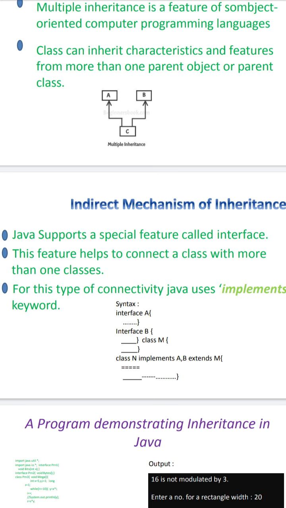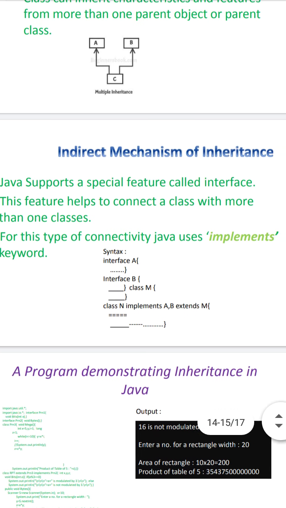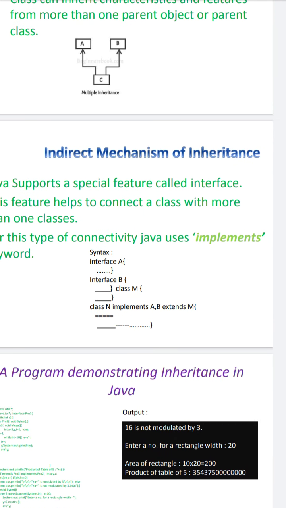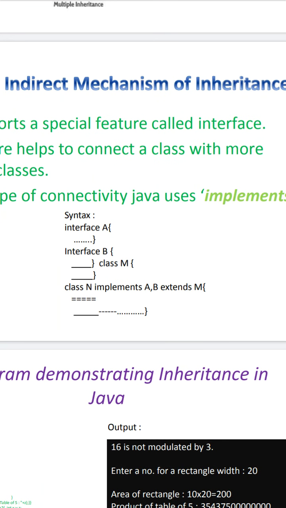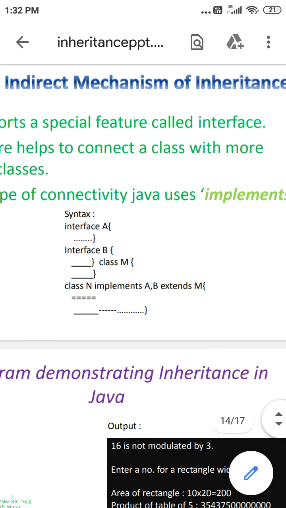This feature helps to connect a class with more than one class. Okay, for this type of connectivity, Java uses implements. First of all, what is the syntax? In inheritance we have to write the keyword extends, but to fulfill the mechanism of multiple inheritance, we have to write implements. How do we write it? First, you have to create the interface in place of the class. Suppose there is a class A, but we do not write class A. We have to write interface A as well as interface B.